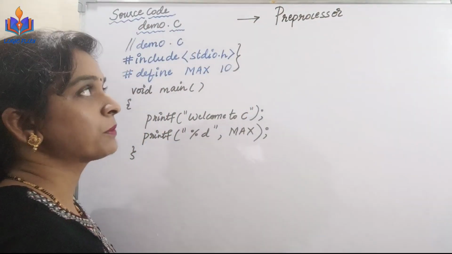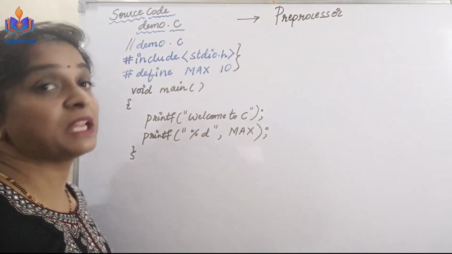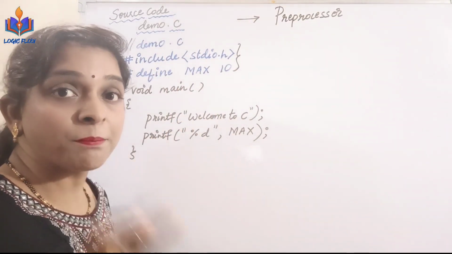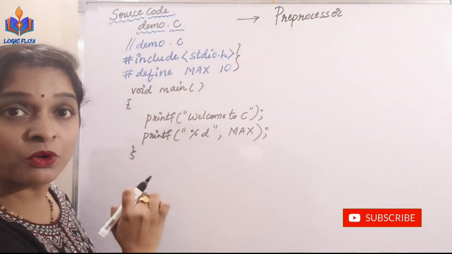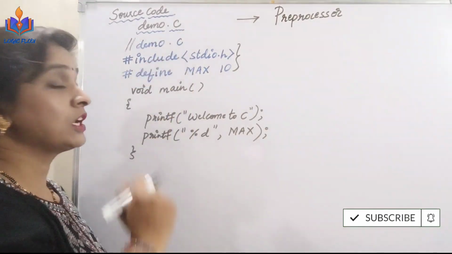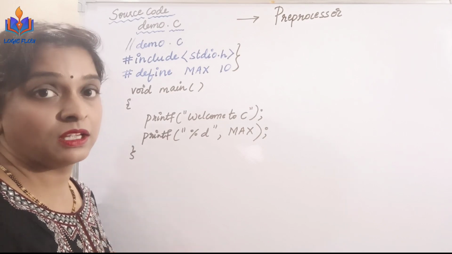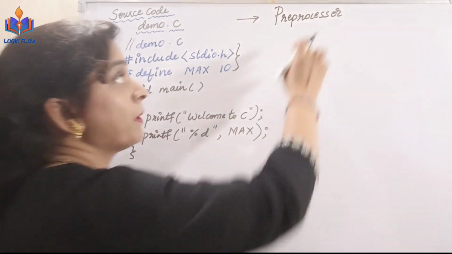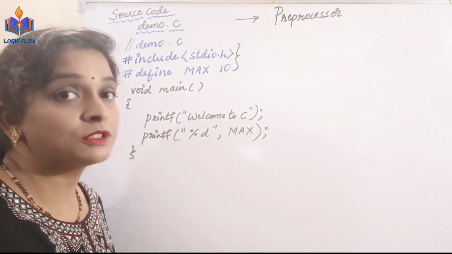So what is this preprocessor? We have many hash includes here. We call them preprocessor directives. The compiler cannot make out all these hash includes. We also have a macro definition. The compiler cannot make out this hash define, hash include. All these preprocessor directives can be identified by the preprocessor only.